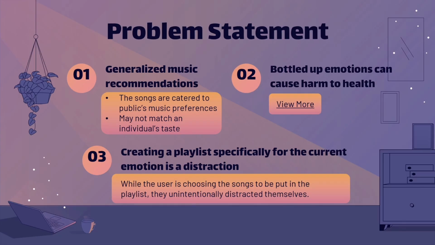The third problem is that creating a playlist specifically for the current emotion can be a distraction. When a user does not enjoy the playlists that have been suggested by Spotify, they may start creating their own. So, while the user is choosing the songs for the playlist, they will unintentionally distract themselves. This will leave the emotions unattended, which can be harmful in the long run.